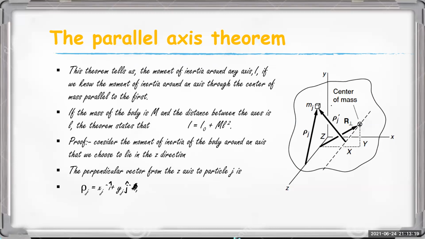Here we consider the total mass as composed of a number of small masses like mj. So we can write the moment of inertia about the particular axis must be equal to what? It must be equal to summation j mj rho j square. I must be equal to summation j mj rho j square.